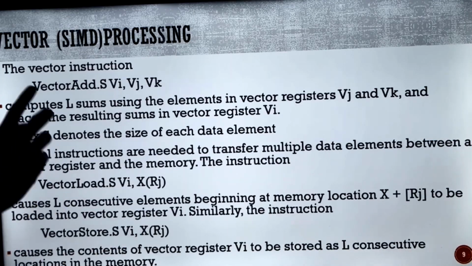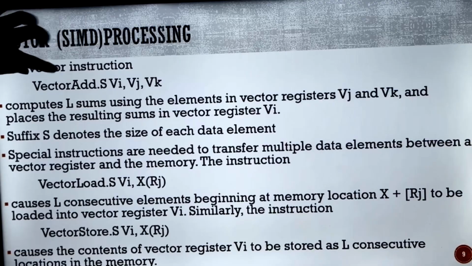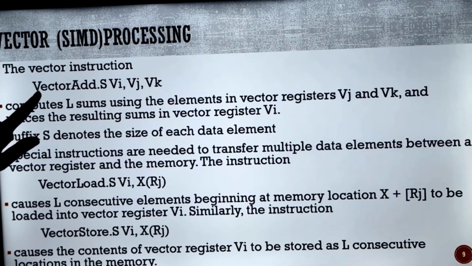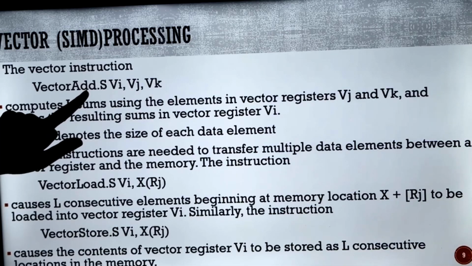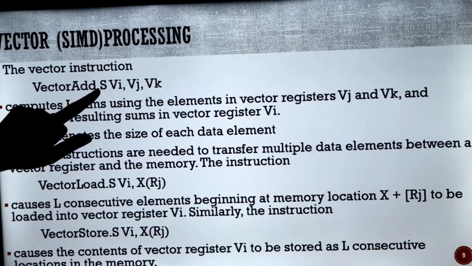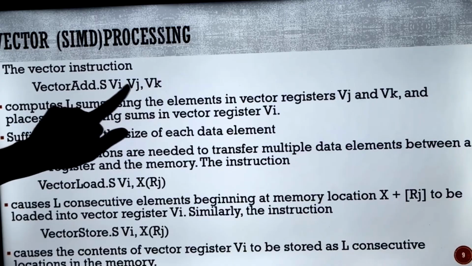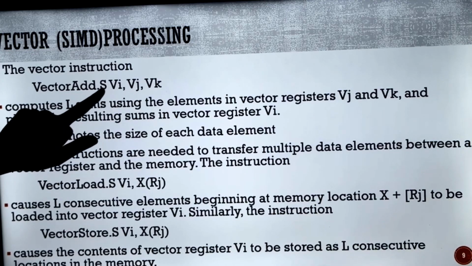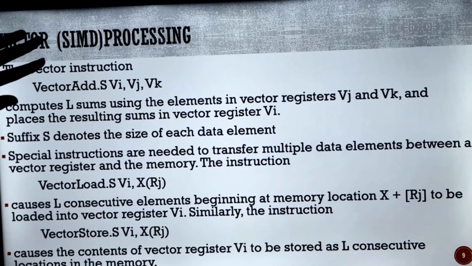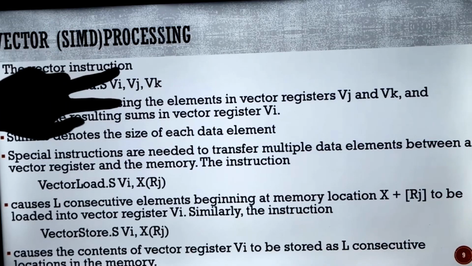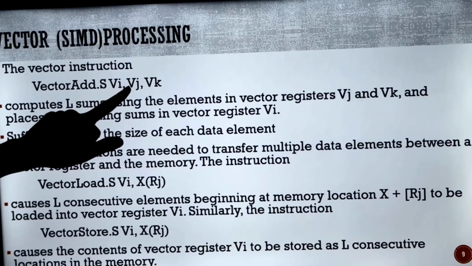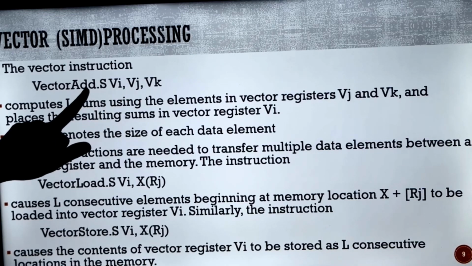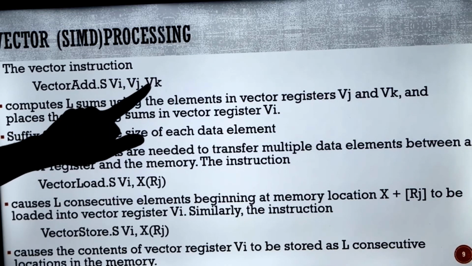Now how to deal with this kind of instructions where you are dealing with multiple data at the same time? This is how we write. This is a keyword called vector add. Vector add means I am adding something. What am I adding? Vi, Vj, Vk, dot s. From this instruction I am sure you know that I am performing Vi equals Vj plus Vk. From this add you can easily understand: Vi equals Vj plus Vk.